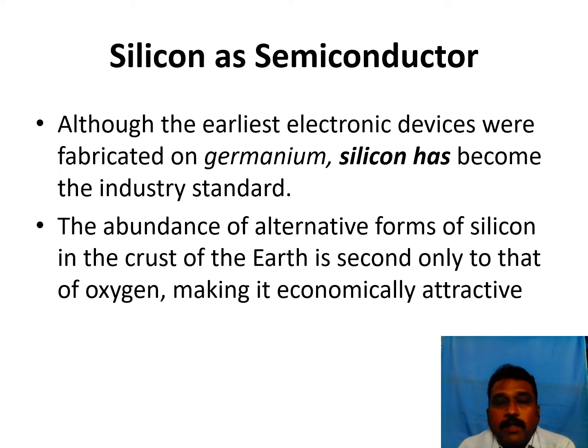We are using silicon as the semiconductor widely because of factors such as the abundance of silicon in the earth's crust. Oxygen is the most abundant element in the earth's crust, and next to that, silicon is widely available. That's why it is economically attractive also. So we are using silicon instead of germanium. Even though germanium has very good properties, we use silicon instead of germanium as a semiconductor.